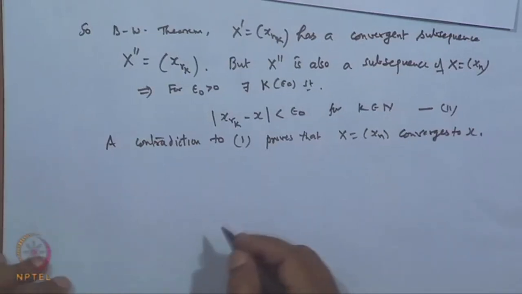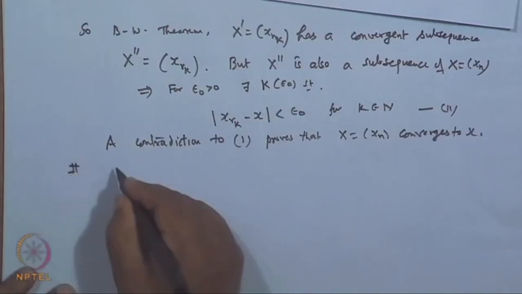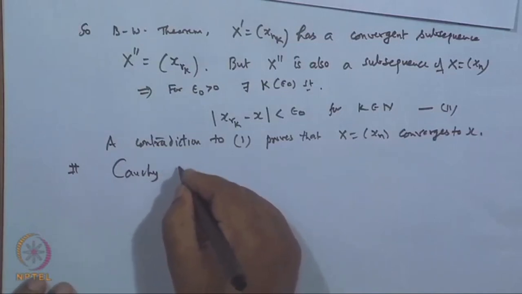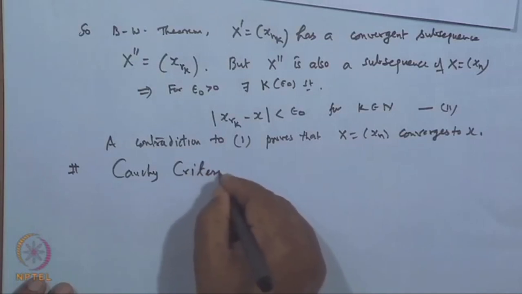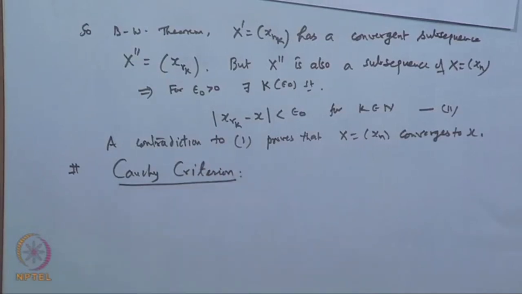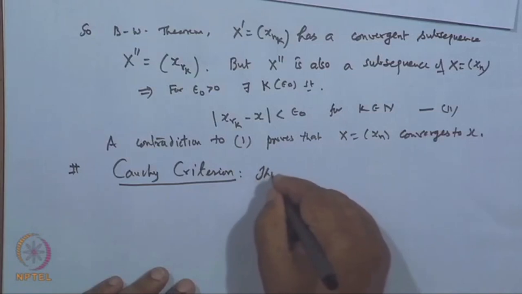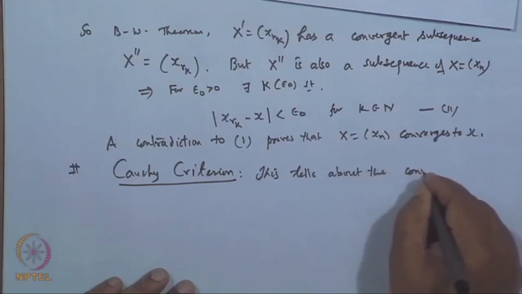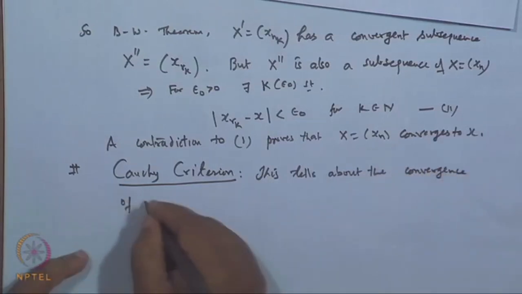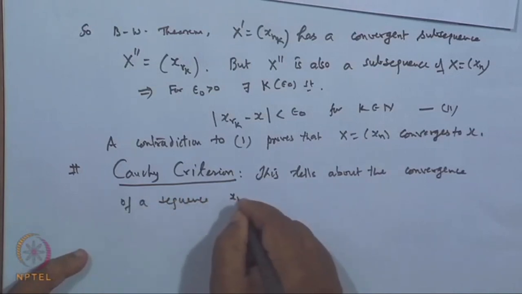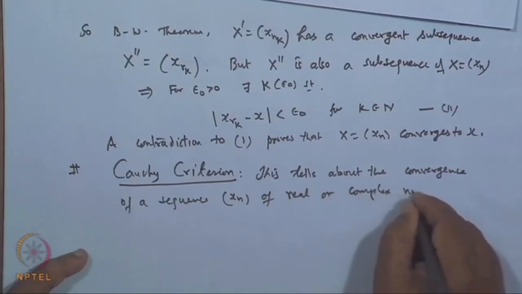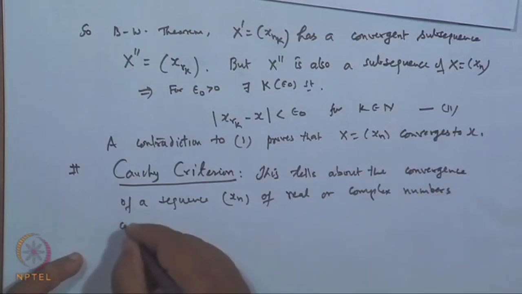Now, let us come to the Cauchy convergence criteria. This Cauchy convergence criteria tells about the convergence of a sequence x n of real or complex numbers without computing their limit.